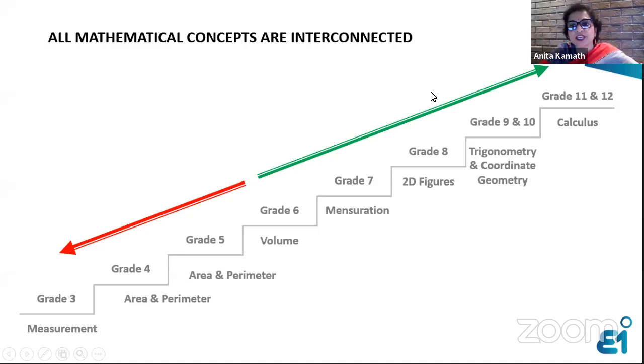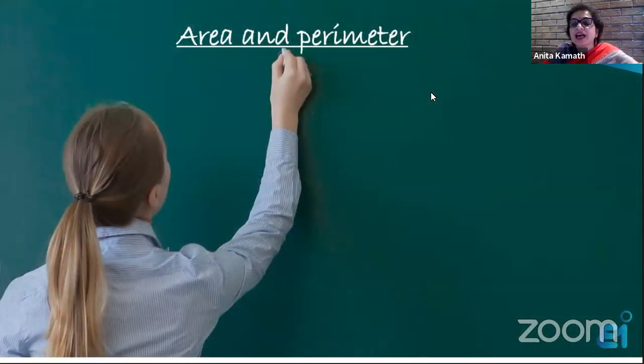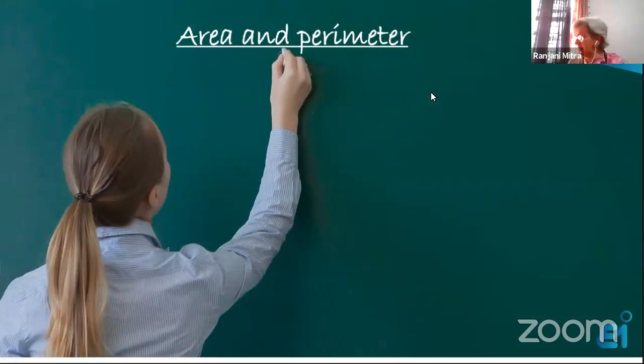So what are we waiting for, Ranjini? Let's embark on this journey of learning area and perimeter. The stage is yours. Thank you so much, Anita. Students, just be very alert now. Keep your paper and pen ready. We're going to do some interesting maths now, and there's going to be a poll, so you can answer your questions through the poll.